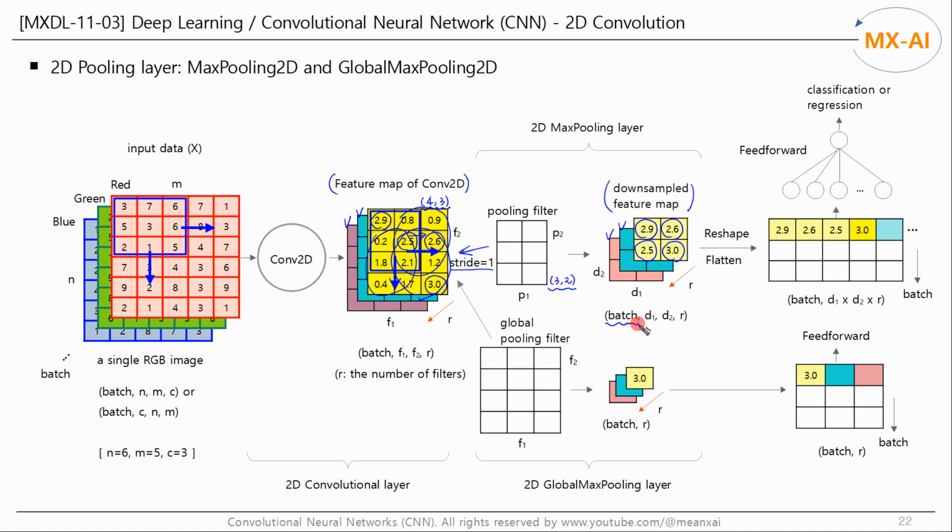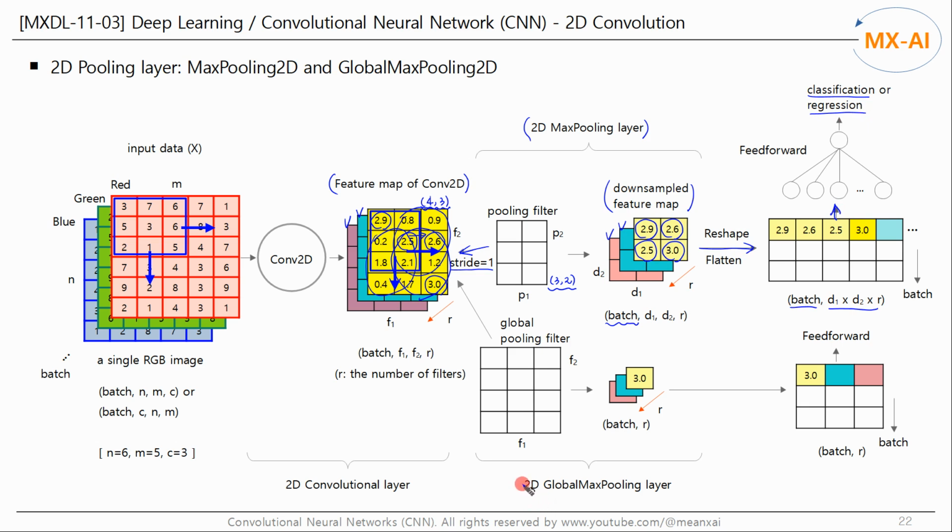Adding the batch dimension makes this feature map a 4-dimensional structure. This is the 2D max pooling process. This feature map can be fed into another 2D convolutional layer or into a feed-forward network, as in this example. This feature map is reshaped into a 2-dimensional structure and then fed into a feed-forward network. The feed-forward network performs classification or regression.